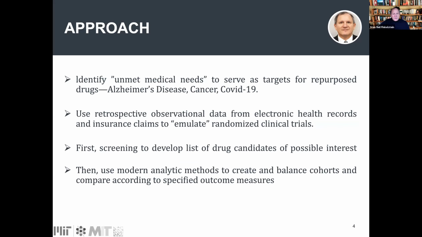Our approach is to identify the unmet medical needs that we're interested to serve as targets for repurposed drugs, including Alzheimer's disease, cancer, and COVID-19. To use retrospective observational data from electronic health records and insurance claims to emulate randomized clinical trials. We can think of doing this in 2 steps. First, screening to develop a list of drug candidates of possible interest. And then we will use modern analytic methods to create and balance cohorts and compare these cohorts according to specified outcomes.